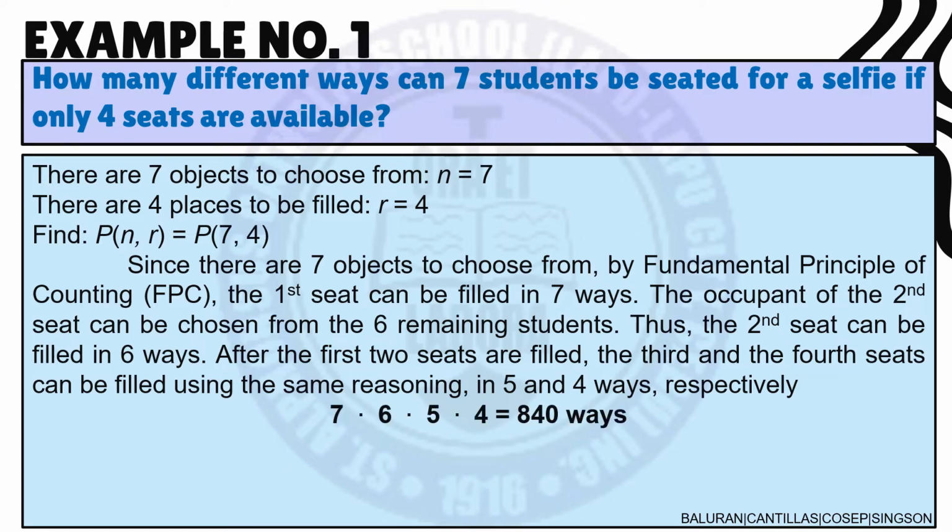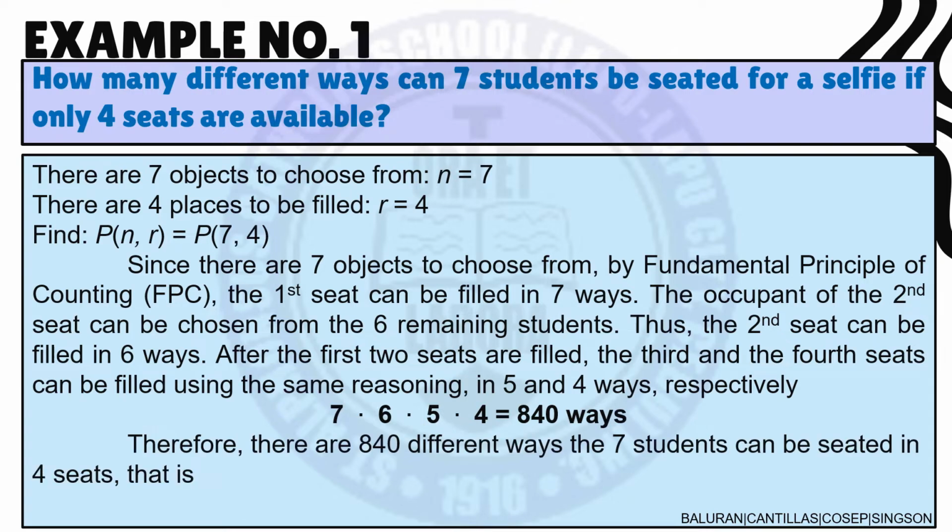So we can compute it this way. We have 7 times 6 times 5 times 4 is equal to 840 ways. The dot here represents multiplication. Therefore, there are 840 different ways the 7 students can be seated in 4 seats. That is, the permutation of 7 students taken 4 at a time is equal to 840 ways.